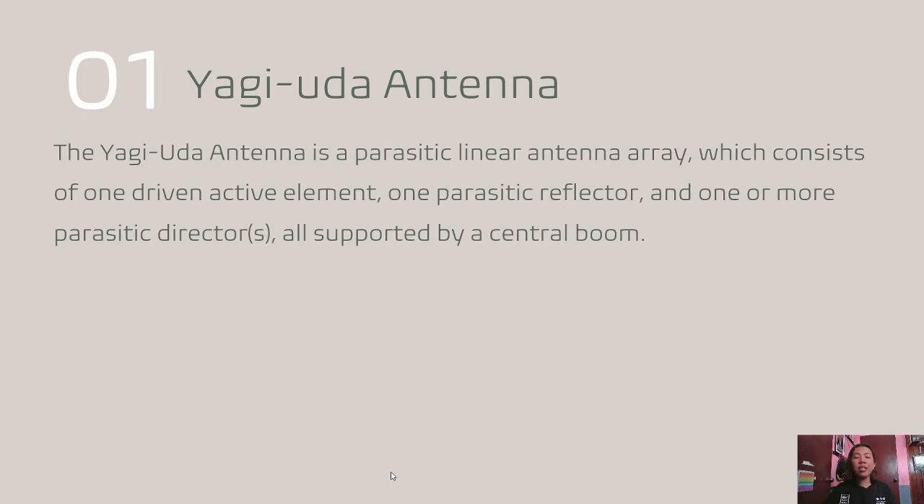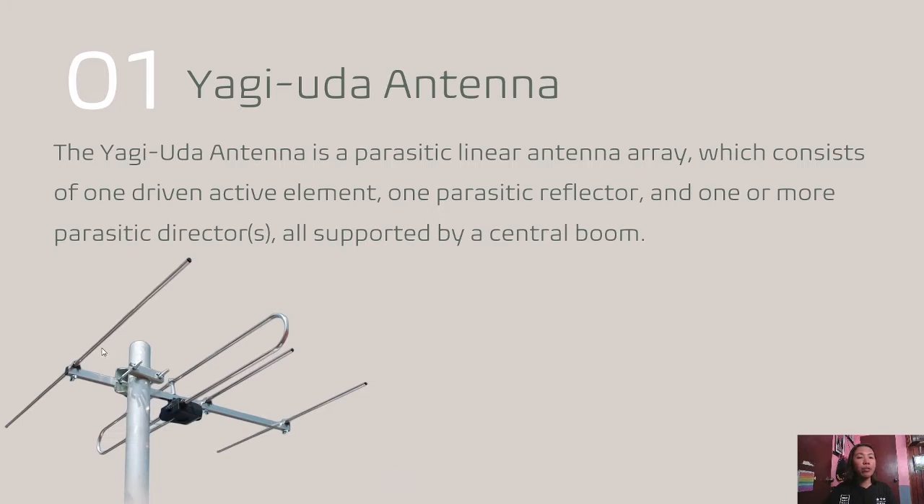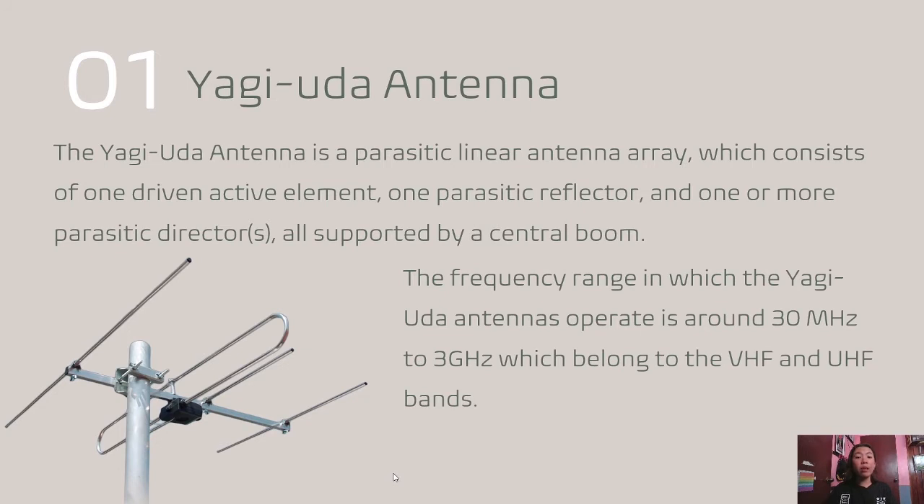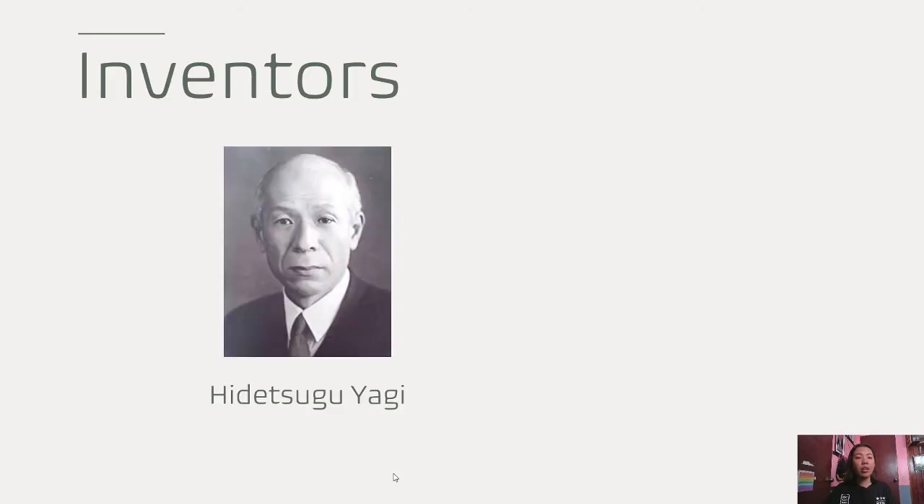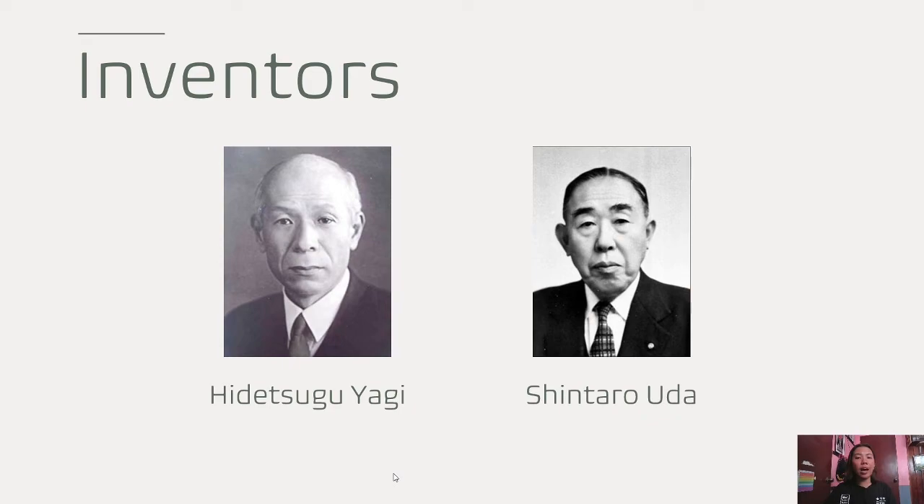It is a parasitic linear antenna array which consists of one driven element, one parasitic reflector, and one or more parasitic directors, all supported by a central boom. The frequency range that this antenna operates is around 30 MHz to 3 GHz, which belongs to the very high and ultra-high frequency bands. The inventors are Hidetsugu Yagi and Shintaro Uda.